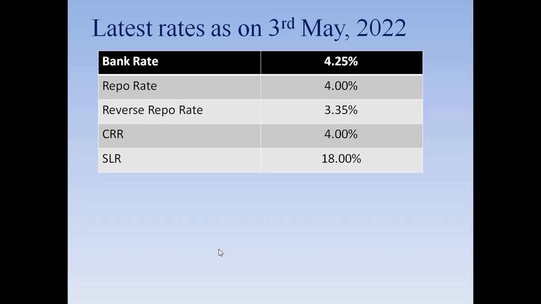So what does it mean? It means that when the data came up as 19.5, maybe there was a high rate of inflation in the market. So to control that inflation, the government made it 19.5, that is, they had increased the SLR. Now the current SLR rate is 18%.